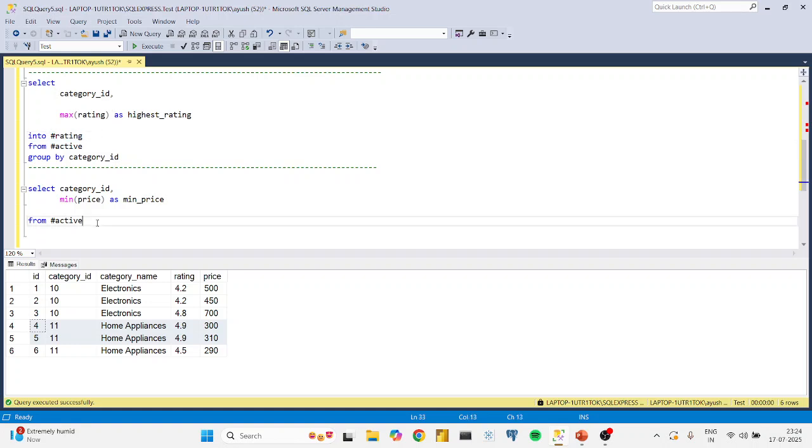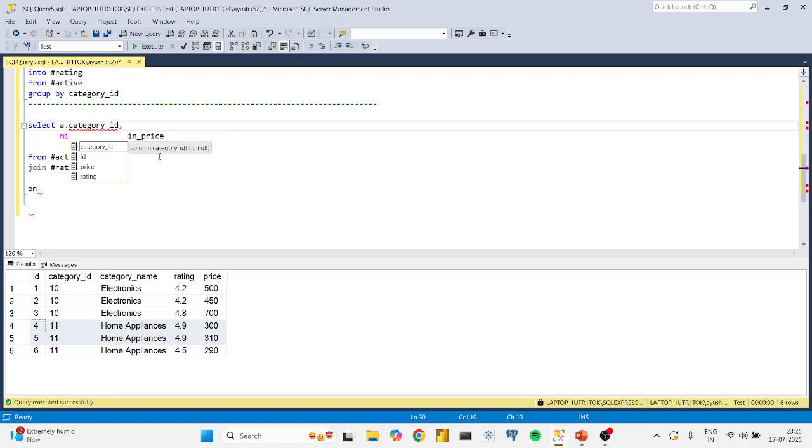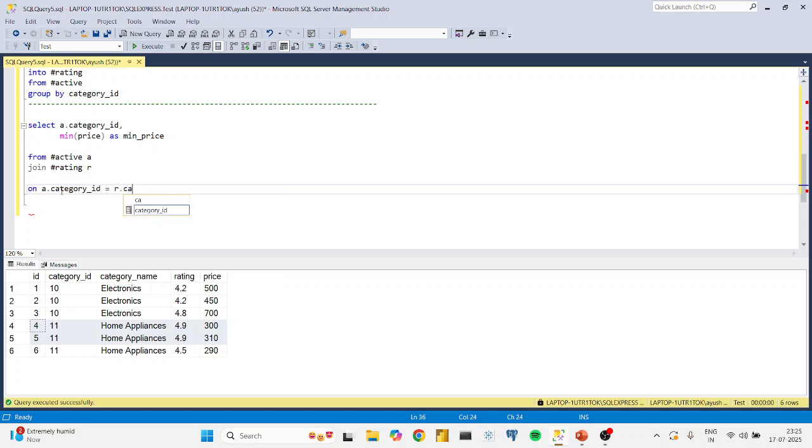Okay, so that's what we are going to do, we are going to join this table here. So if we are inner joining the active and the rating table, we are only going to get those products that are present in both of these tables. Okay, only the 10th and 11th category. So again on, let's do it a, let's do it r, and since this is in both of the tables, let's write it as a category. Okay, on, so a dot category id is equal to r dot category id.